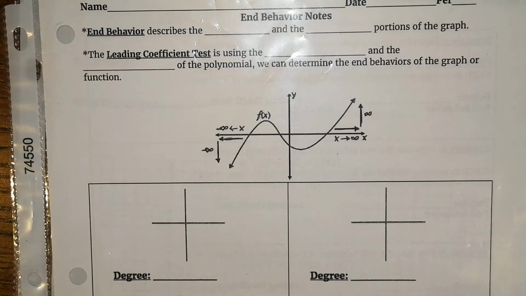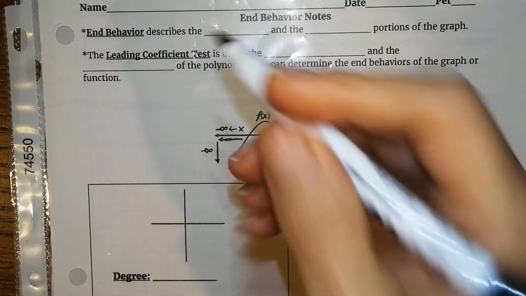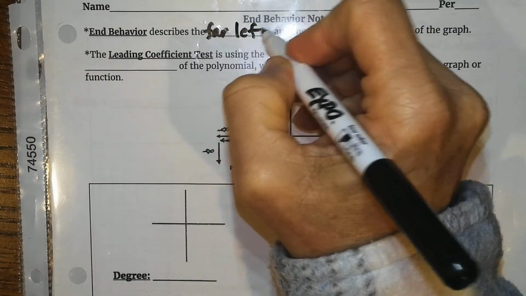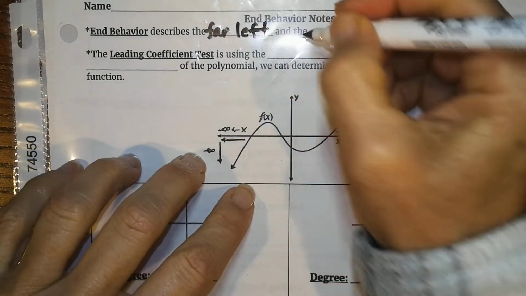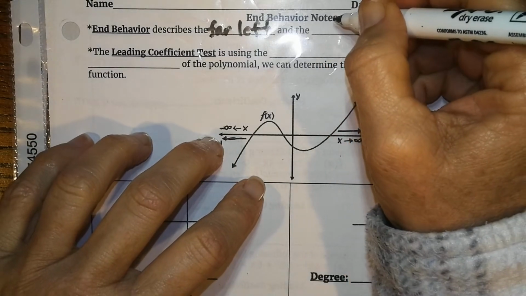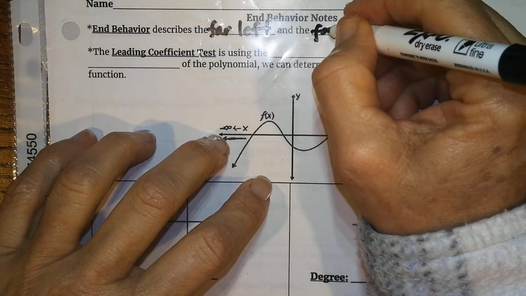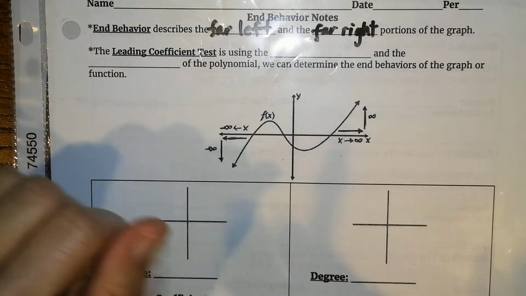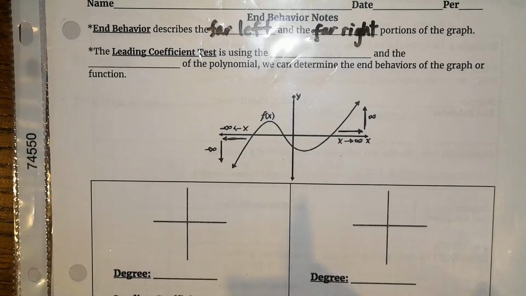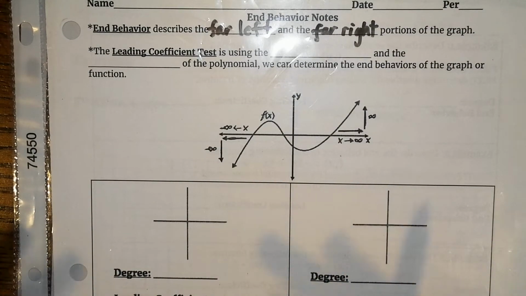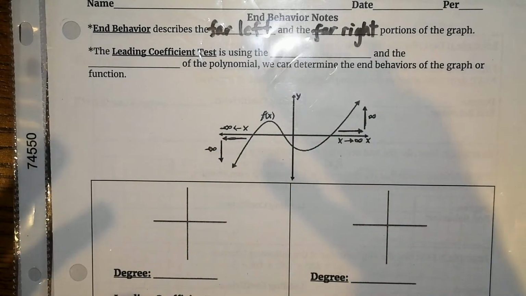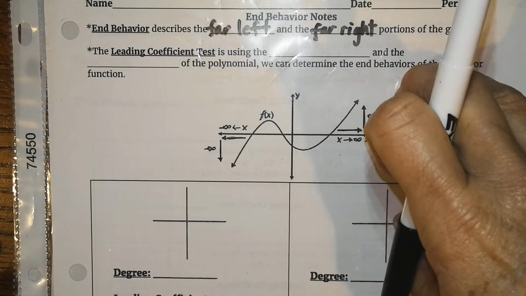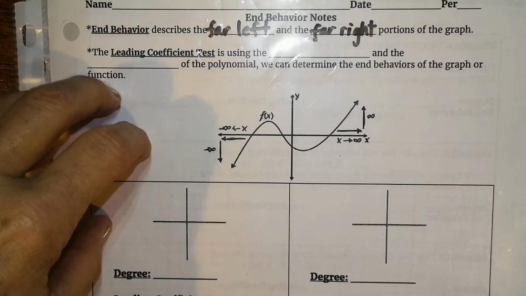End behavior describes what we're going to call the far left and the far right portions of the graph. So we're going to look at the powers of the functions, and we're going to see where the ends end up. This is the far right. This is the far left.